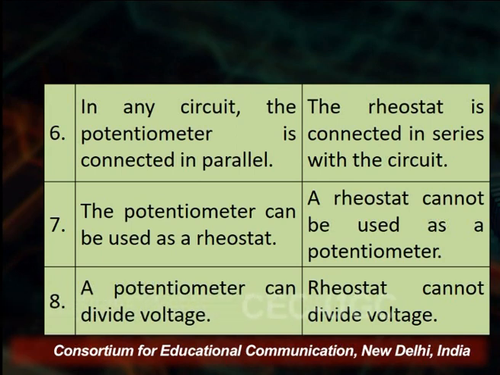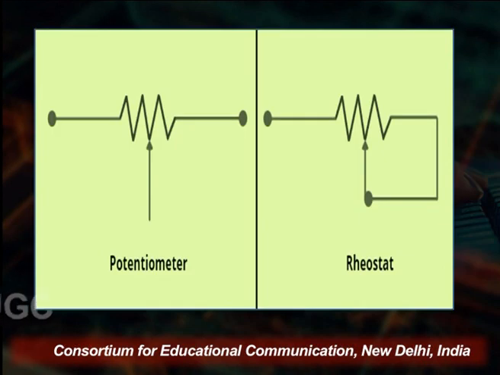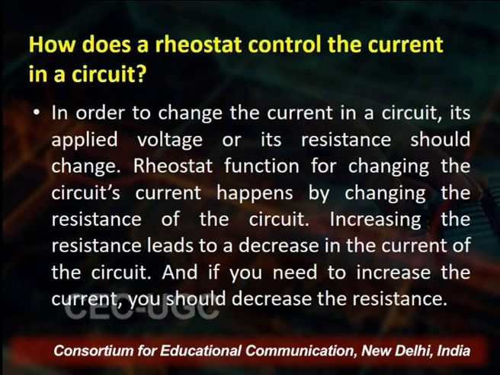A potentiometer can divide the voltage, a rheostat cannot divide the voltage. So, these are the basic differences between the rheostat and the potentiometer. You see on the screen that this is a potentiometer and this is a rheostat. So, how does a rheostat control the current in the circuit, that we will discuss.